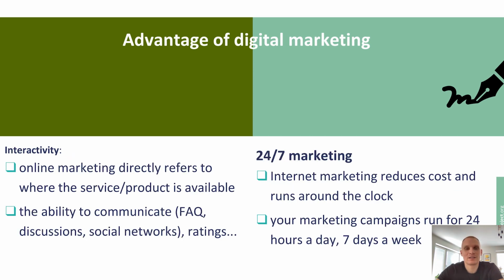Interactivity: online marketing directly refers to where the service or product is available, the ability to communicate, frequently asked questions, discussions, social networks, ratings, and so on. And 24/7 marketing: internet marketing reduces cost and runs around the clock. Your marketing campaigns run 24 hours a day, 7 days a week.